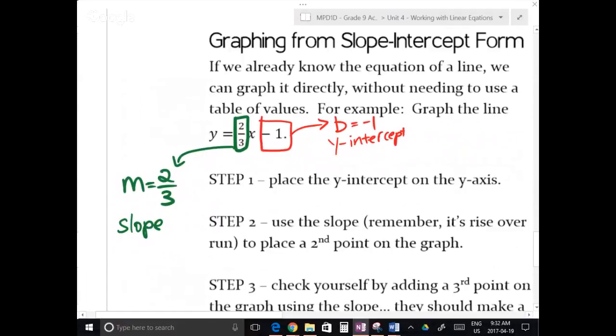I like that. Okay, so now I want to talk about how we graph here. Look at me.